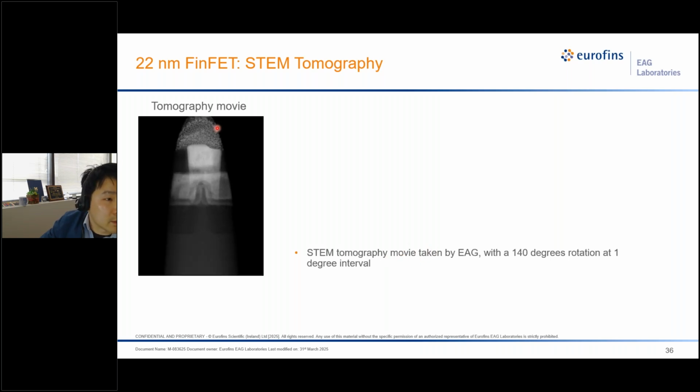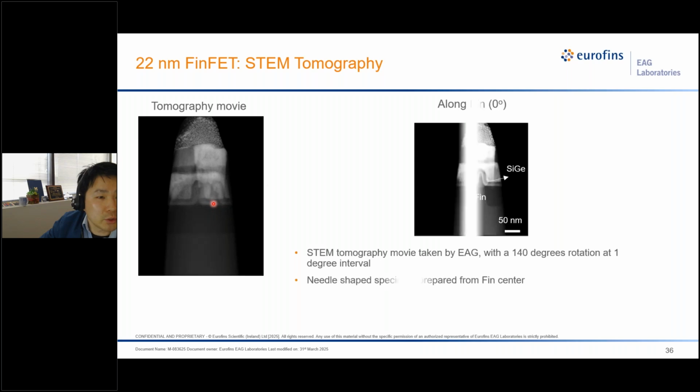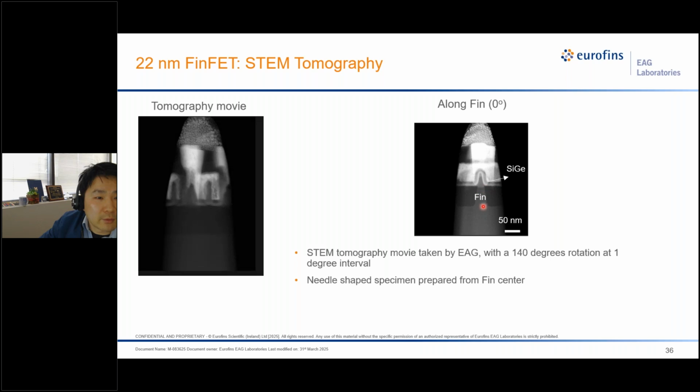So you can see on the top is the FIB platinum protection, and the high atomic number region with the tungsten you're seeing as a white region in the dark field image. And you can see these very complex structures in the tip. So we can take a closer look at a stationary image. This is an image taken at 0 degree, and you can see we have the tungsten on the top, and we have the fin in the middle.